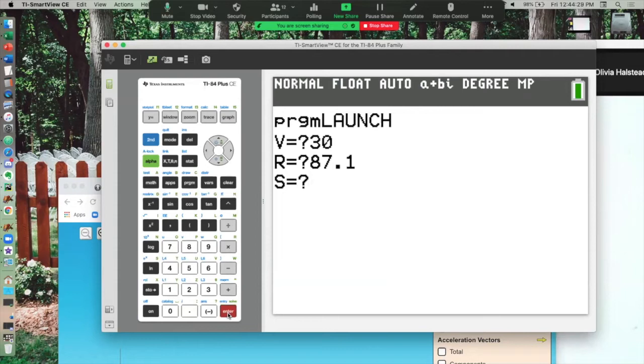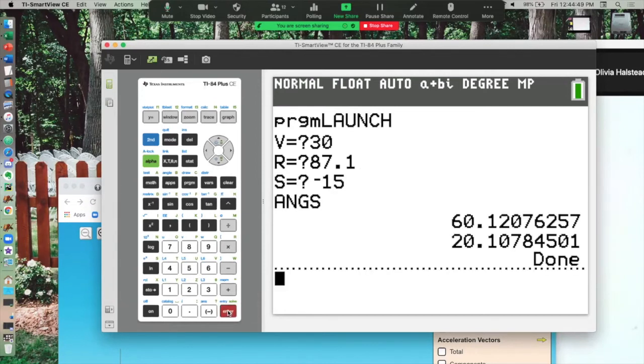So what is the S? It's negative 15 because I'm starting up here and I'm shooting down to a target down here. And that target is 15 meters below the level. Does that make sense? Okay, so you got to put in a negative 15, and I hit enter, and it tells me, are those right? Yes, they are. I hope so. About 60 and 20 should do it.